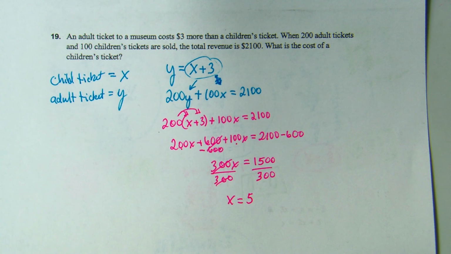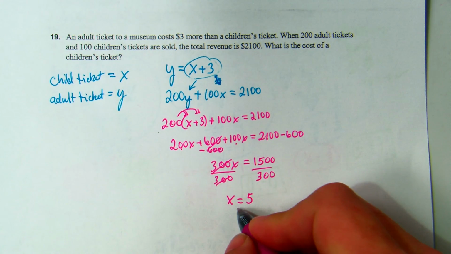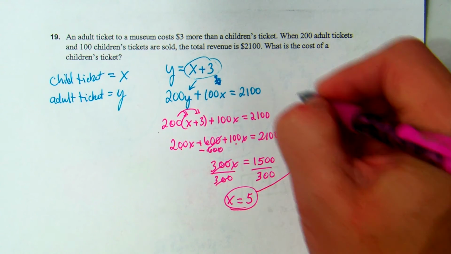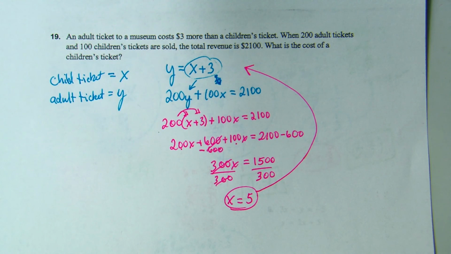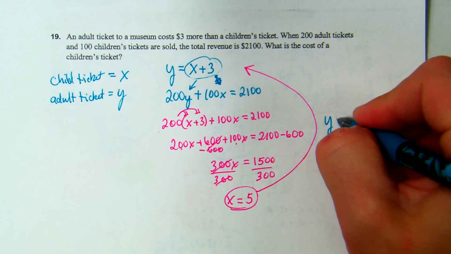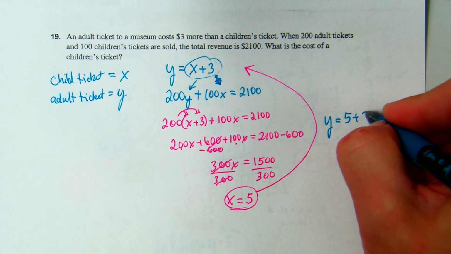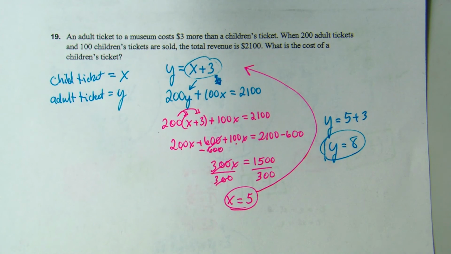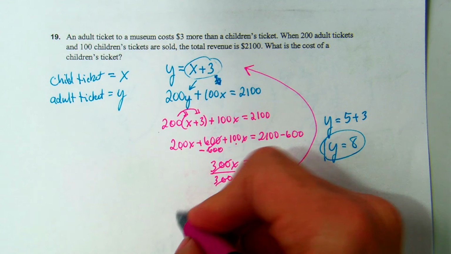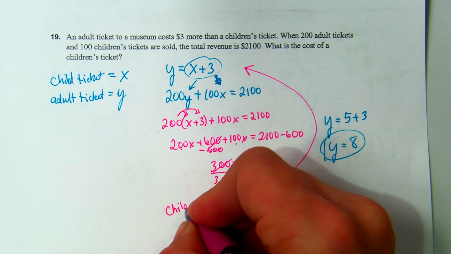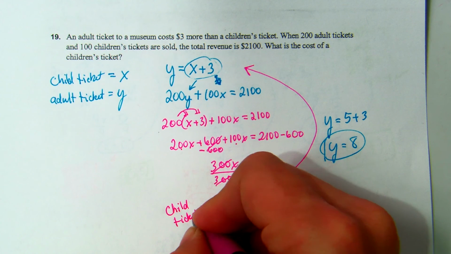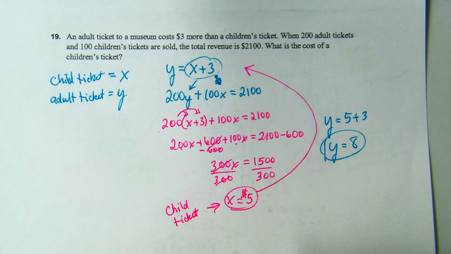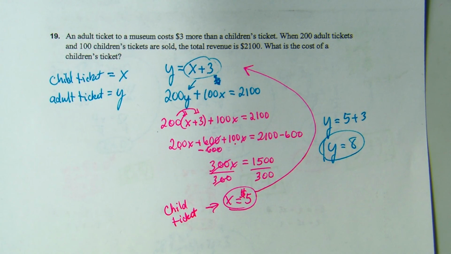Well, that's actually all we really need to know, but let's go ahead and solve for y so we have our solution to this set as well. If x is 5, I'm going to plug this into that equation and find out what y equals. y is going to equal 5 plus 3, so y is going to equal $8. Now, the answer it was looking for was this right here. This is the cost of a child ticket, $5. And that's the answer to number 19.